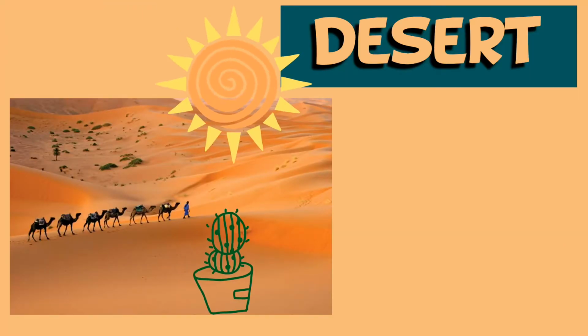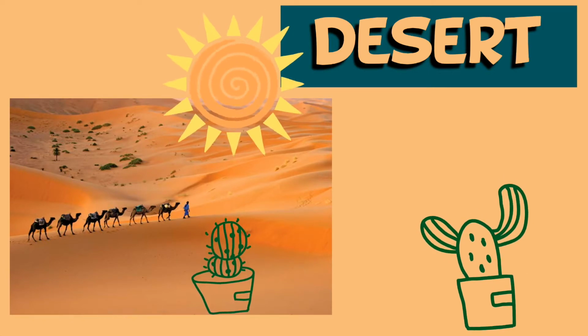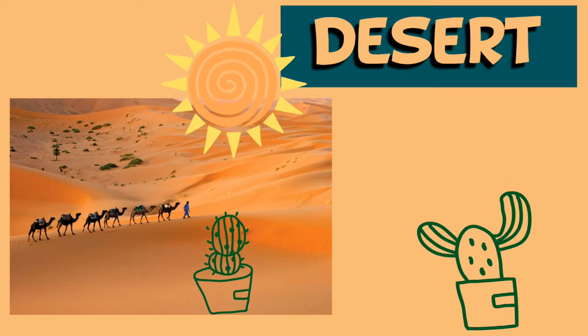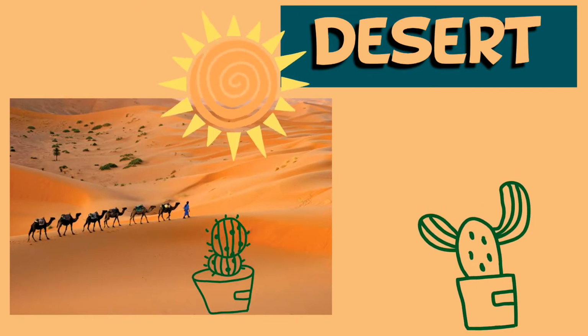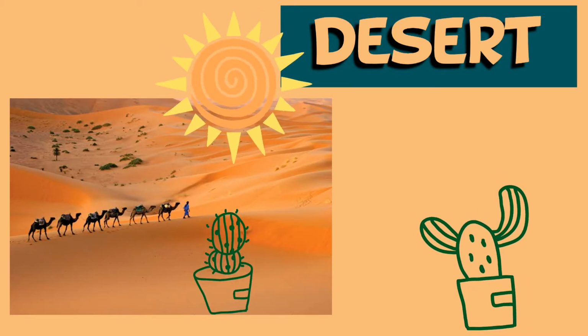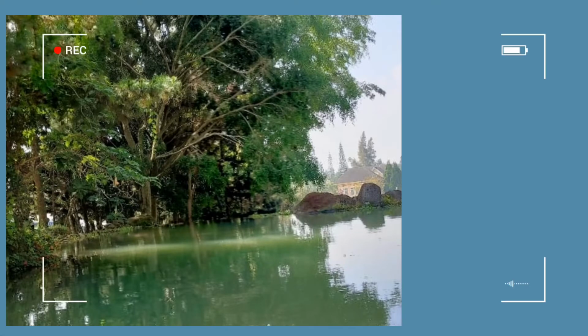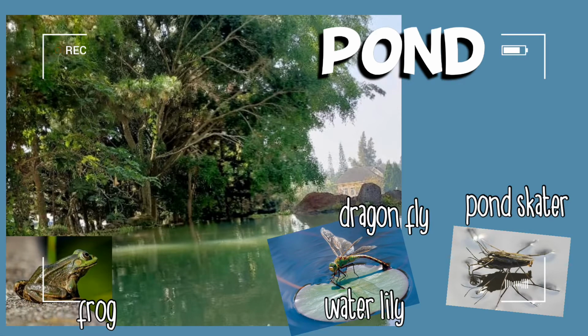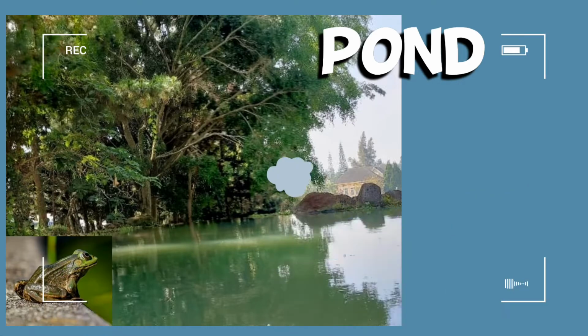Desert is the place with hot weather. Maybe some living things cannot live in there, but the cactus or the camels can live in there because they get food, water, shelter, and protection in the desert. Next is pond. Maybe pond is the suitable habitat for the frog, dragonfly, pond skater, and then water lily and some plants or trees because it gets food, water, shelter, and then protection.